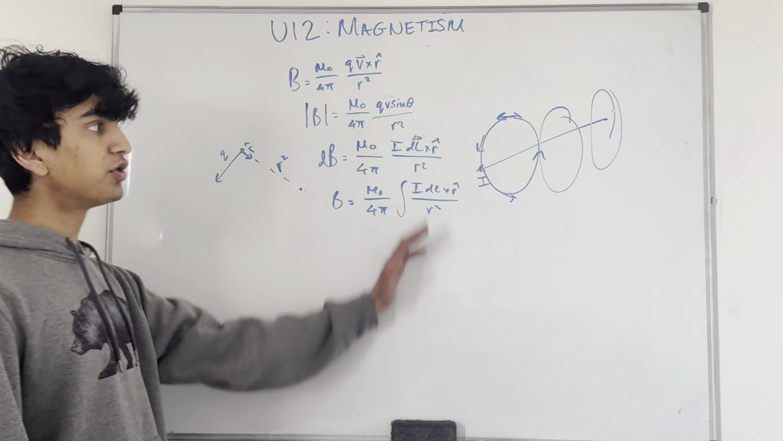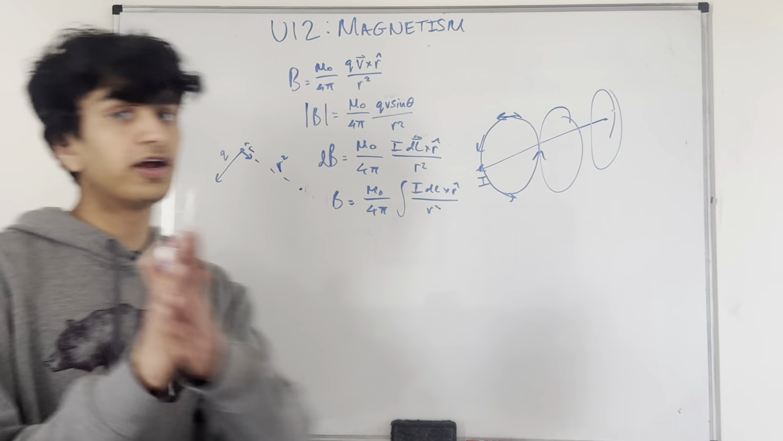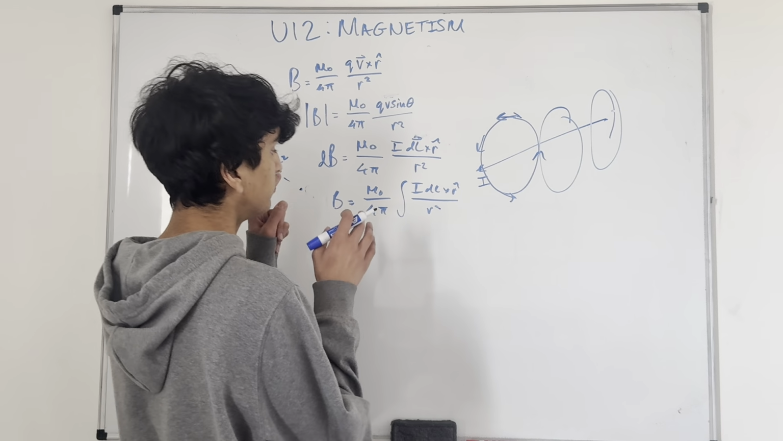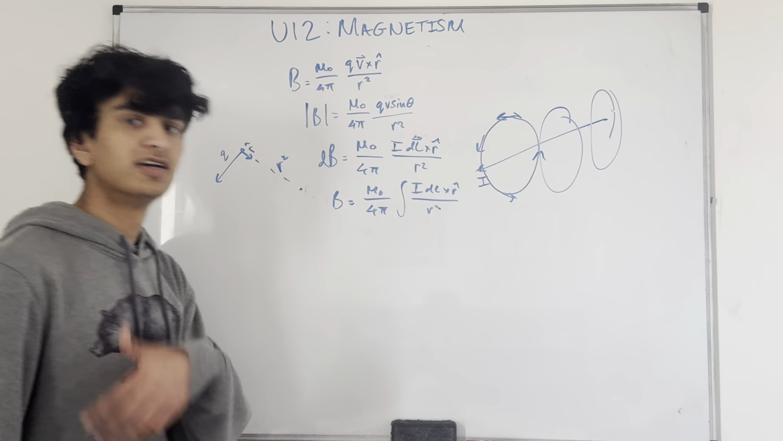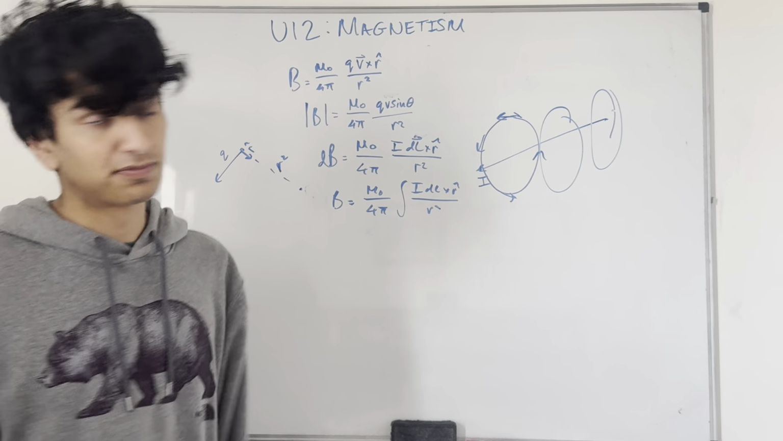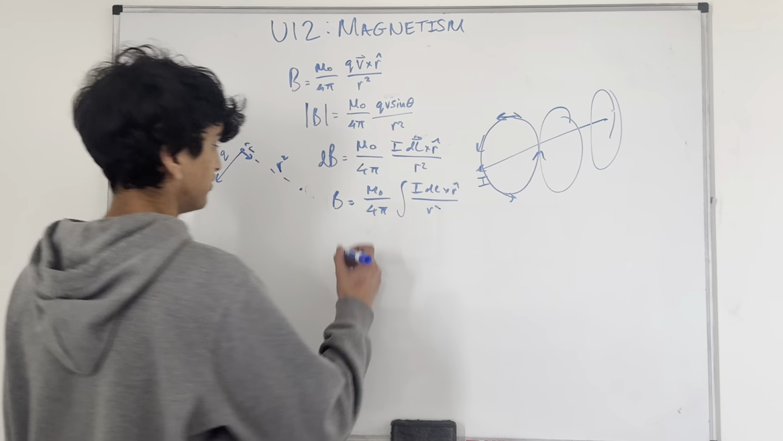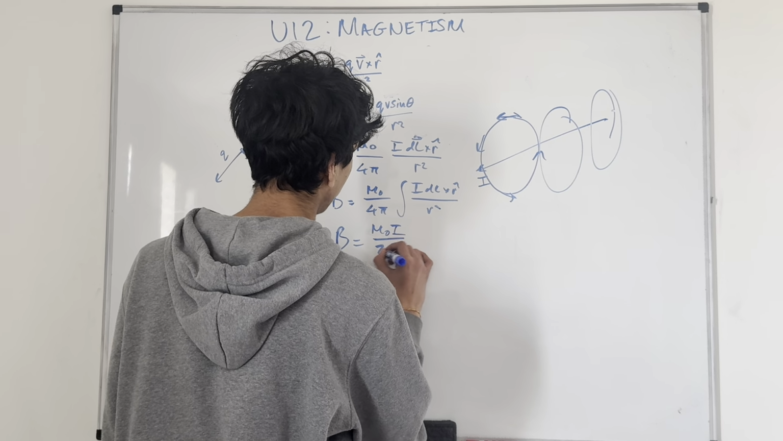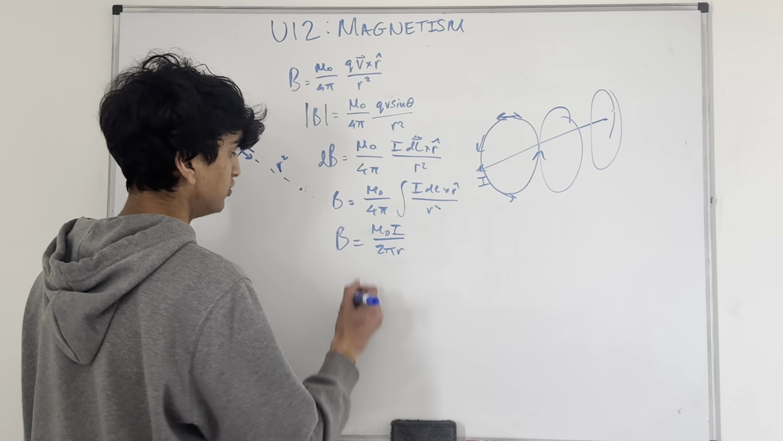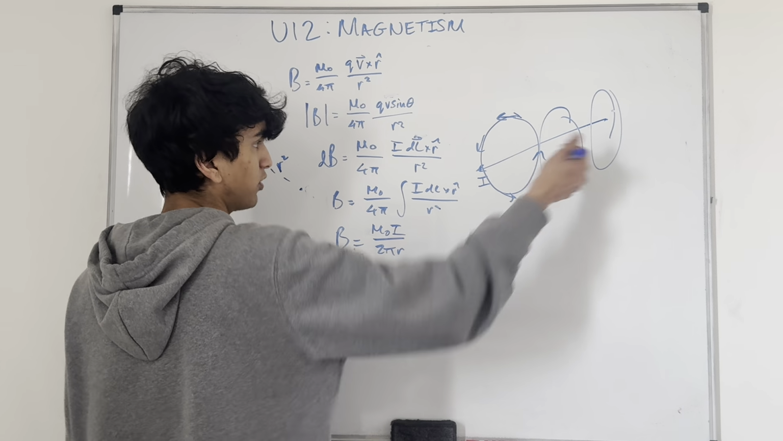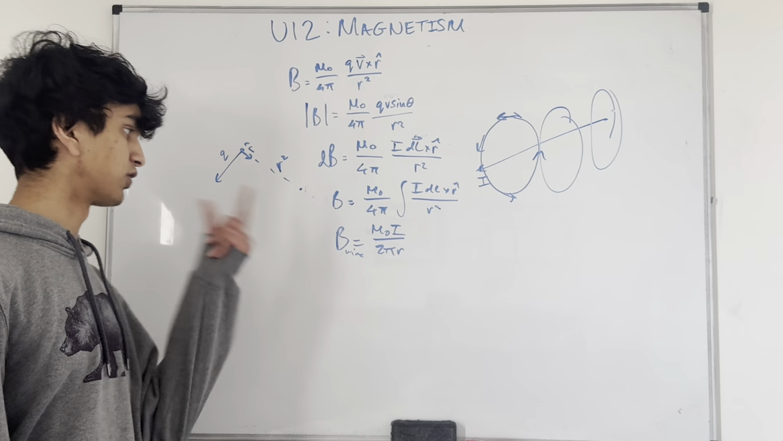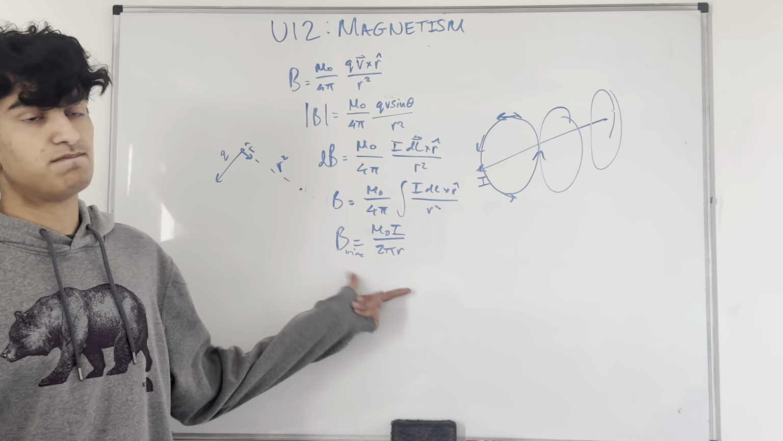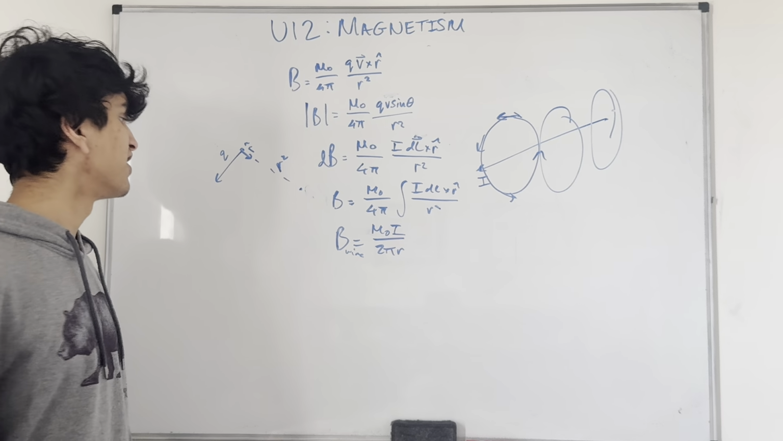If you actually compute this integral for a very long current-carrying wire, you would use bounds from negative infinity to infinity somewhere in the process. If you want, I'll derive it one day. But you essentially get B is equal to mu naught I over 2 pi r. This is the magnetic field due to a wire. So at a distance r away, it produces a magnetic field according to this equation.